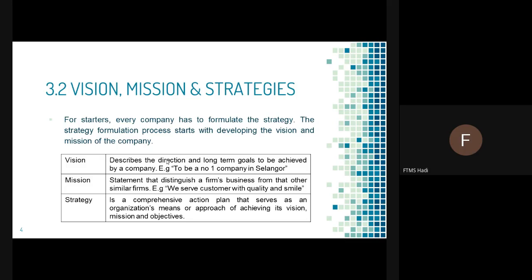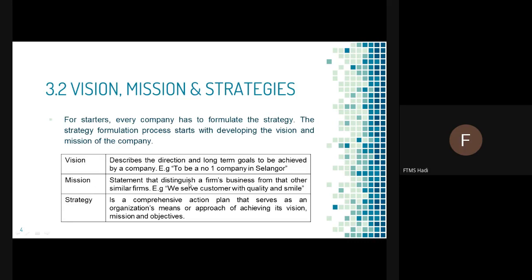For example, to be a number one company in Selangor. Then we see the vision. We can clearly see it: oh, they want to be number one in Selangor. That's good. That means we see your vision, the company's dreams or realistic goals, what they want to be. That is the first one.